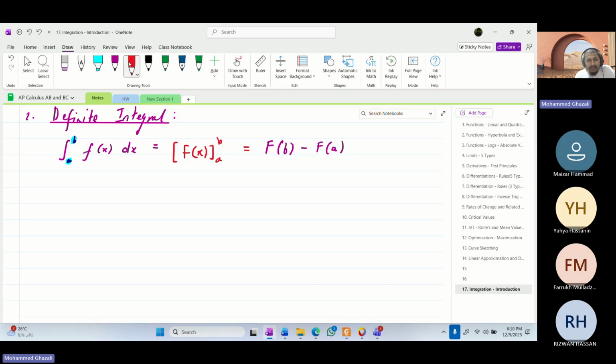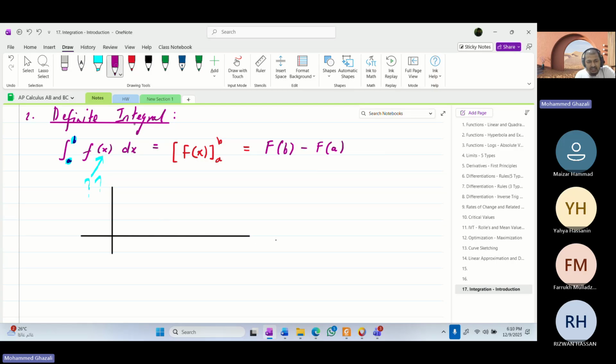Now, what does this mean? The meaning of this is that it represents an area under a curve. Remember, I'm not going to do Riemann sum now. I will do it at a later stage where we use rectangles and stuff to approximate the area and then find the exact area. For now, what does this definite integral represent?